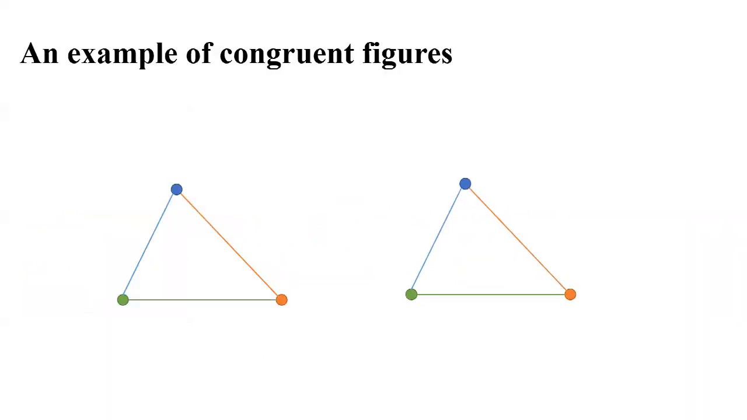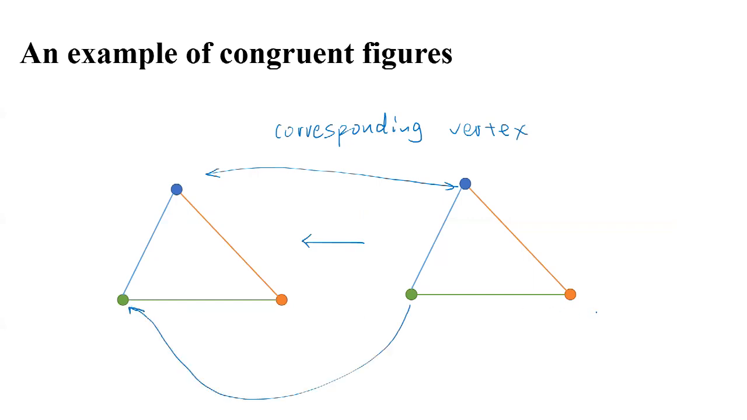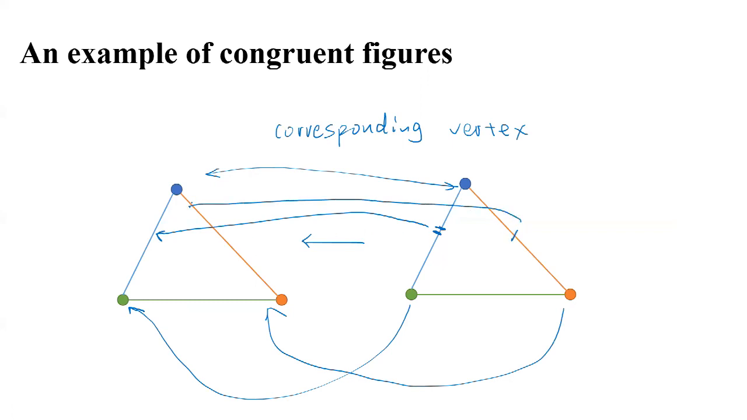And note that this point, so if you move the right triangle on top of the left triangle, these two points are called corresponding vertices. And this vertex corresponds to this one, and this vertex is corresponding to this one. And also, this side is corresponding to this side, and this side is corresponding to this one, and this side is corresponding to this side. You follow me?